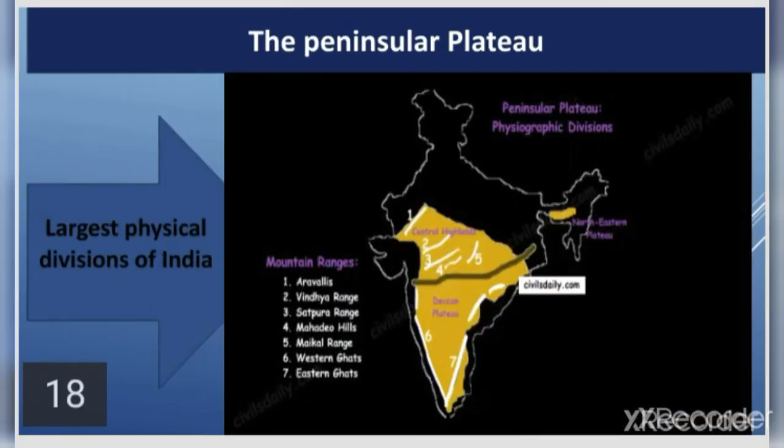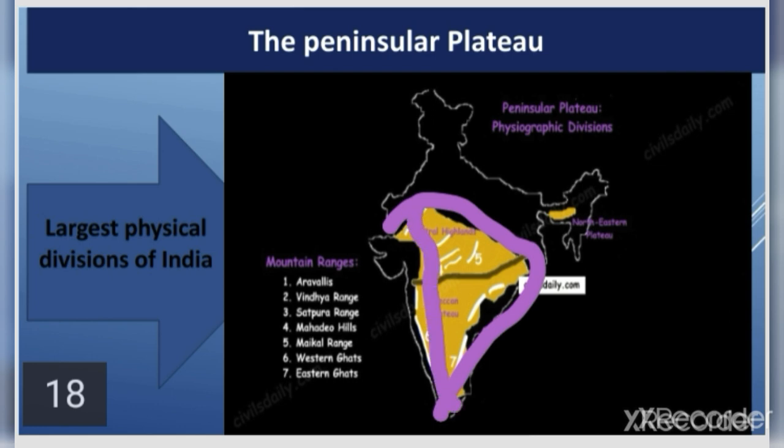The third physical feature of India is the peninsular plateau. The peninsular plateau is the largest physical division of India, which we are seeing yellow in color. This is the peninsular plateau.